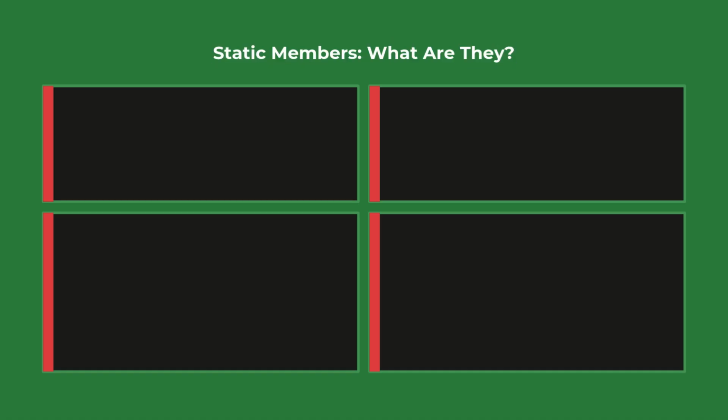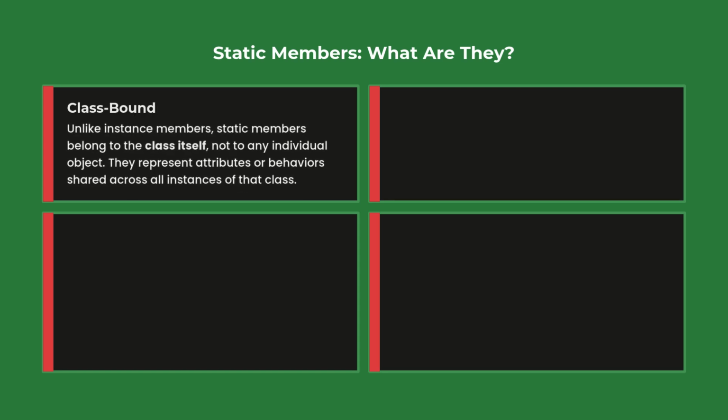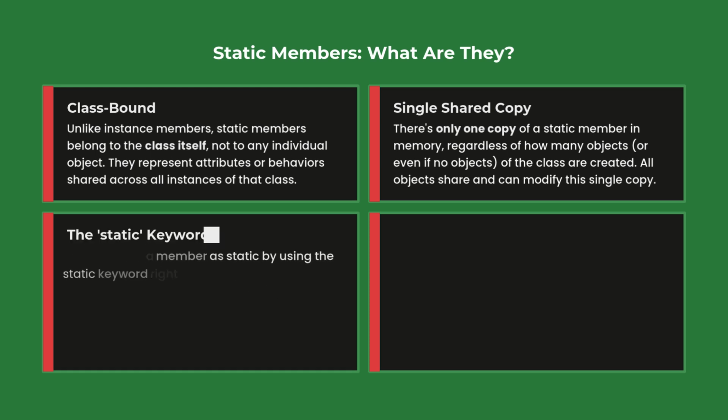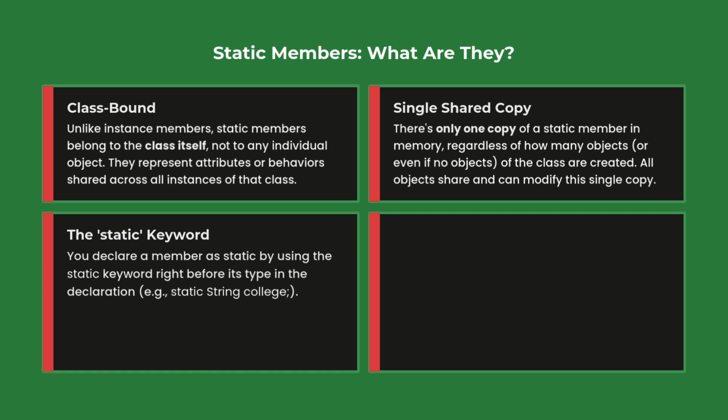Static members. What are they? Class-bound. Unlike instance members, static members belong to the class itself, not to any individual object. They represent attributes or behaviors shared across all instances of that class. Single shared copy. There's only one copy of a static member in memory, regardless of how many objects of the class are created. You declare a member as static by using the static keyword right before its type in the declaration.